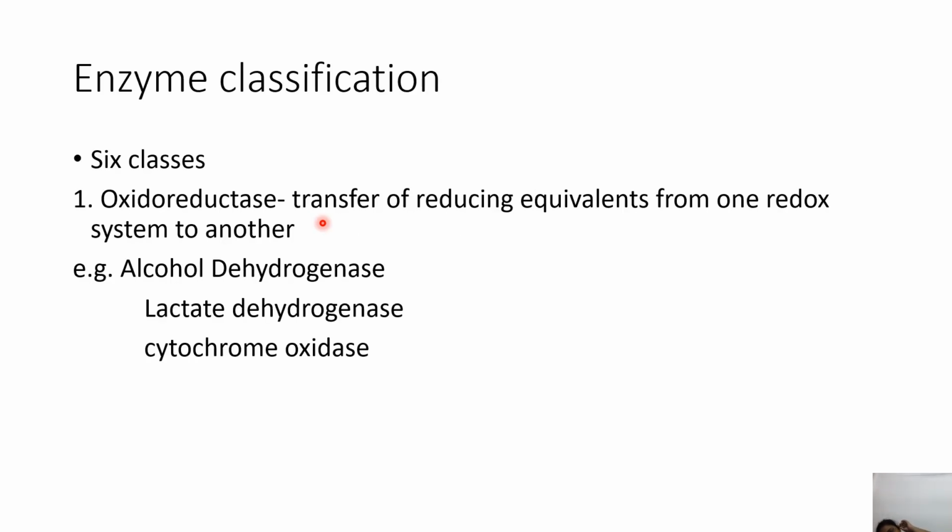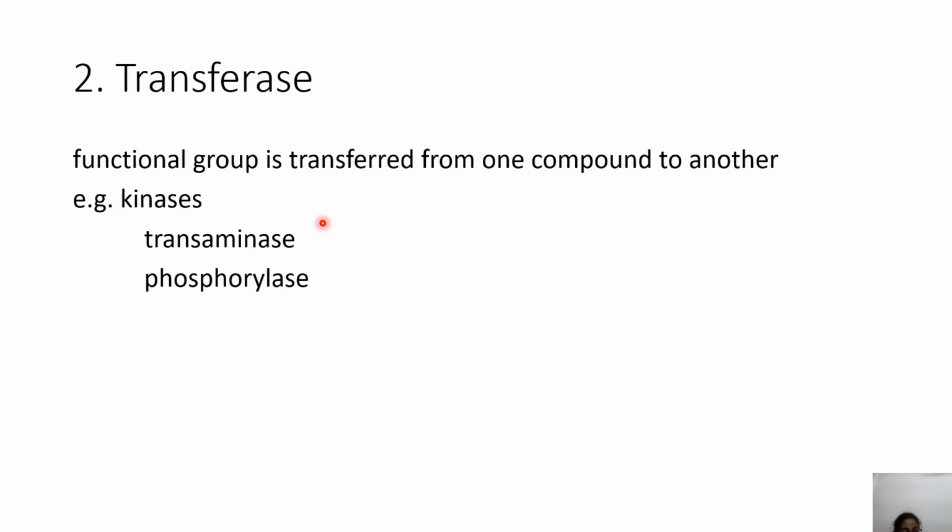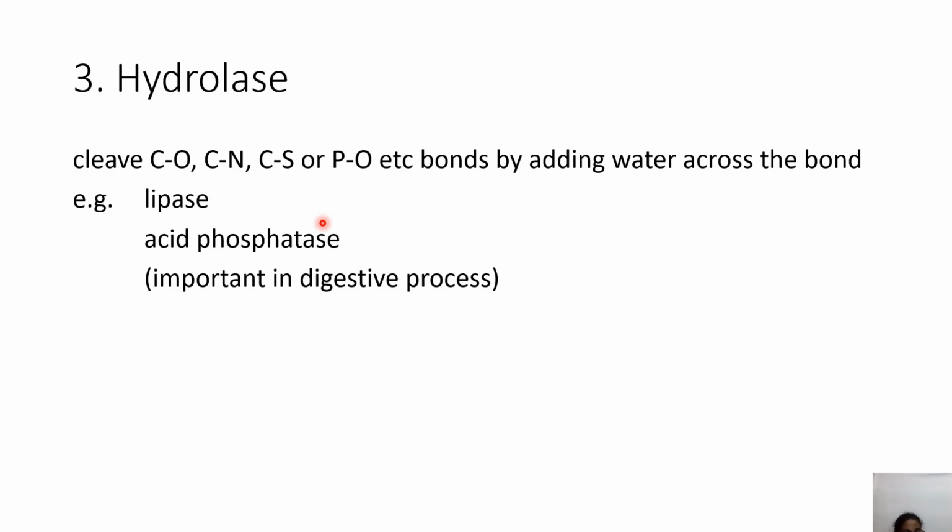Enzyme classification has 6 classes. Oxidoreductases transfer reducing equivalents from one redox system to another, like alcohol dehydrogenase, lactate dehydrogenase, and cytochrome oxidase. Then there are transferases, where a functional group is transferred from one compound to another, like kinases. Then hydrolases cleave C-O, C-N, C-S or P-O bonds by adding water across the bond, like lipase and acid phosphatase.